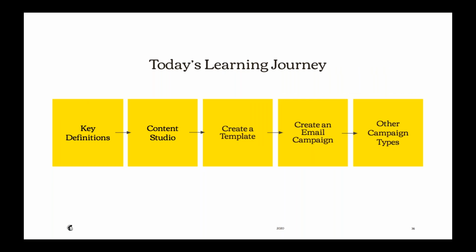So let's revisit everything we learned one more time. We covered key definitions on templates and campaigns before we headed into the app to explore the Content Studio and create a template together. We then used our template to set up an email campaign. We finished up the tutorial by walking through the other types of campaigns available to you to set up in our all-in-one marketing platform.